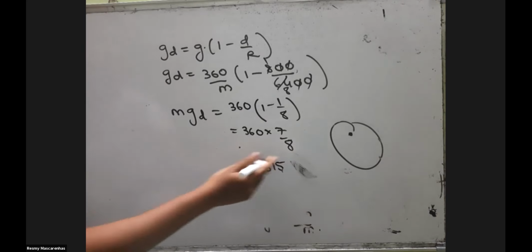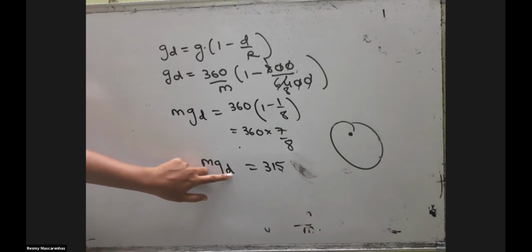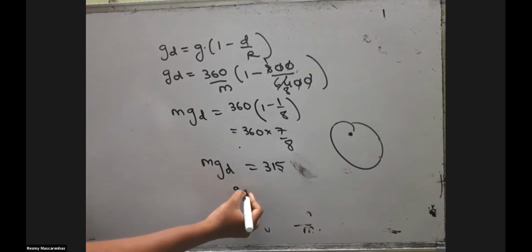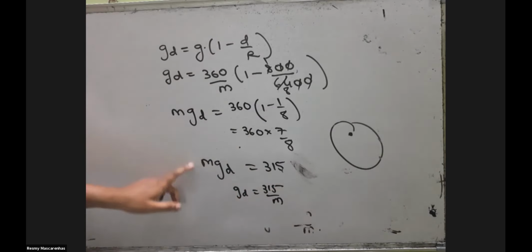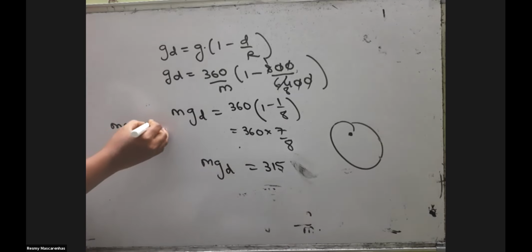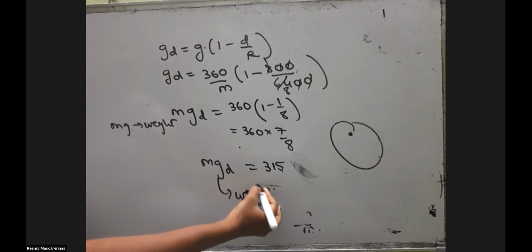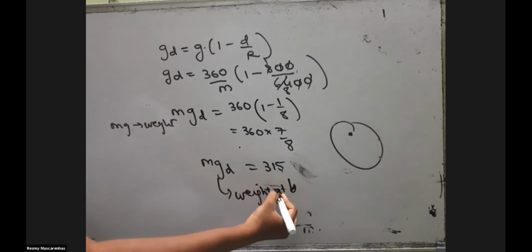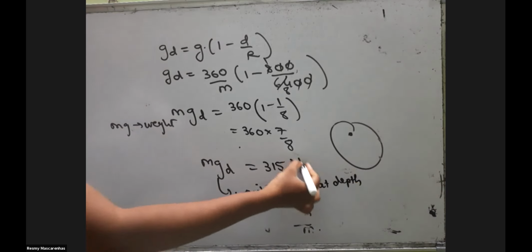Now what we have got, finally if it was only Gd, if gravity due to depth was asked, it would have been 315 upon m. But finally weight has been asked. This is nothing but the weight also. Okay, m into g, we know it is weight. So this is nothing but weight at what depth? Weight of the body at depth. And unit of weight would be Newton.